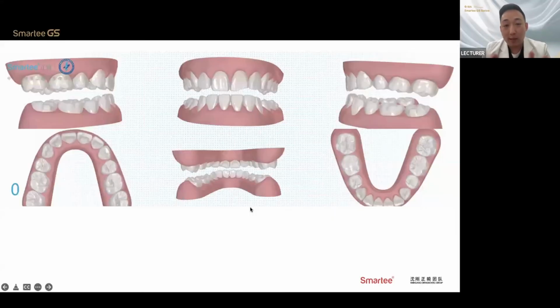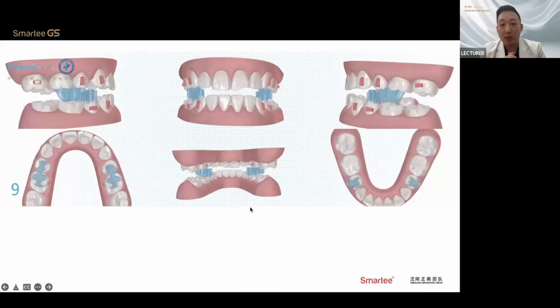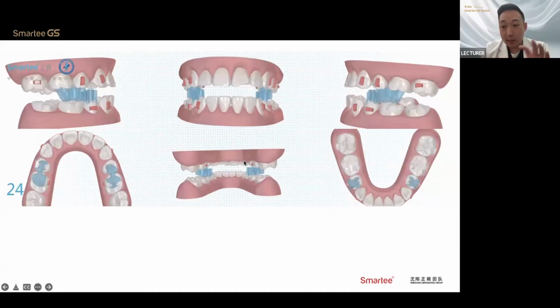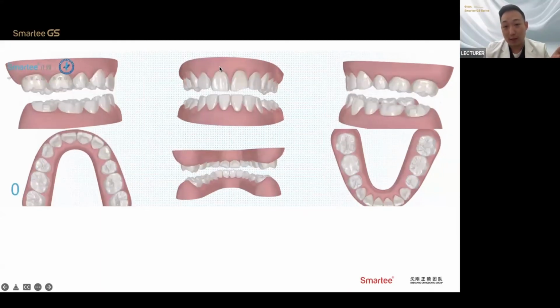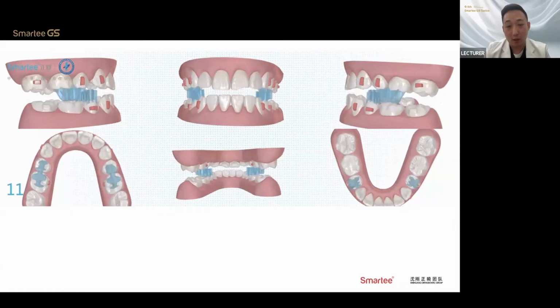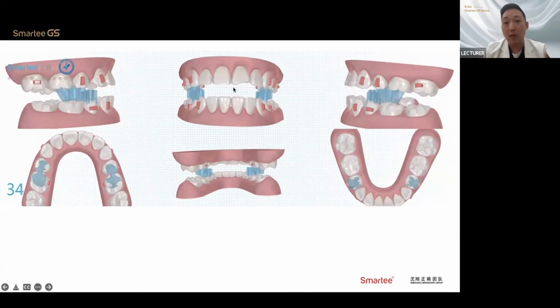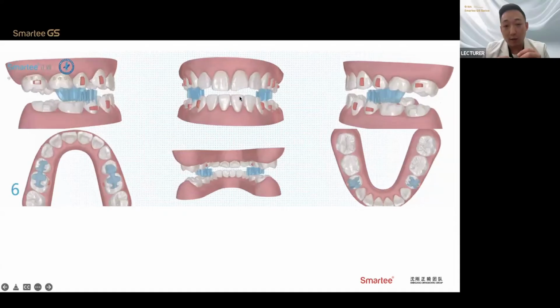Okay, this is the animation in phase 1. Just as I talked about, at this time I do a lot of intrusion of the incisors without mini screws, not like the case just now, right? Why? Will I be successful, or will I achieve the intrusion?